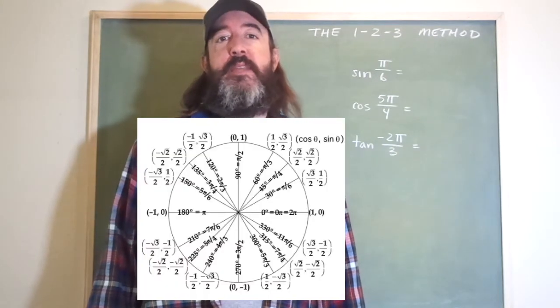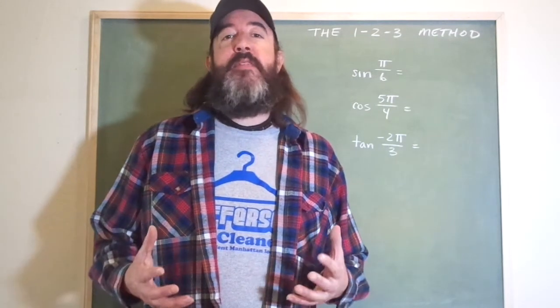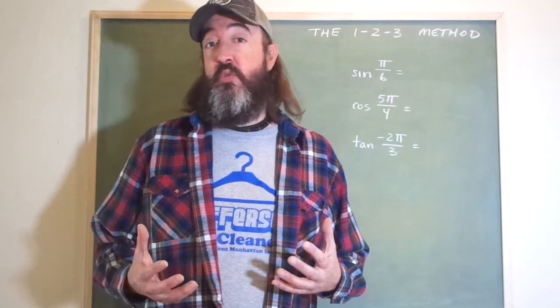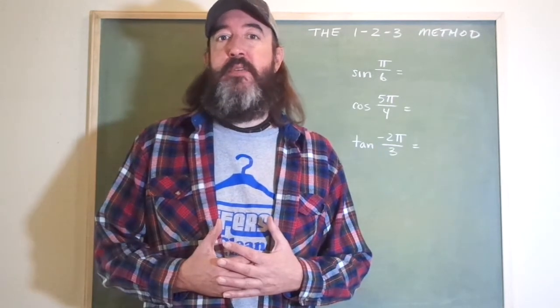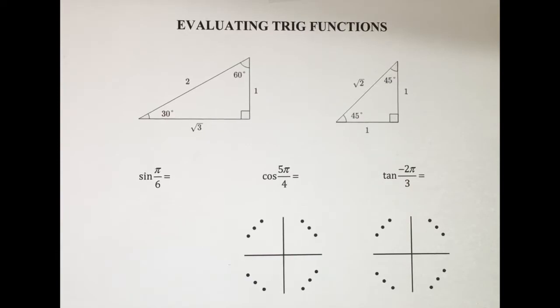Well, today I'm going to teach you an easy method I call the 1, 2, 3 method. It's essentially a method that will allow you to use the unit circle when you don't have a unit circle, without needing to memorize the entire unit circle. Of course, trigonometry is the study of the relationship between sides and angles of triangles, so we first learn to evaluate trig functions using our two common right triangles.